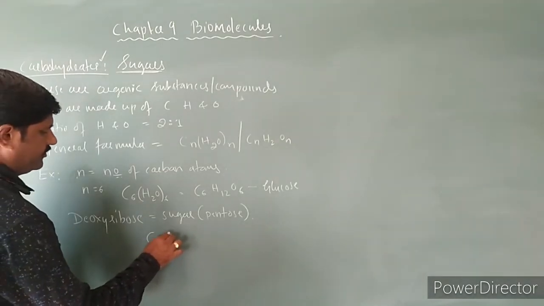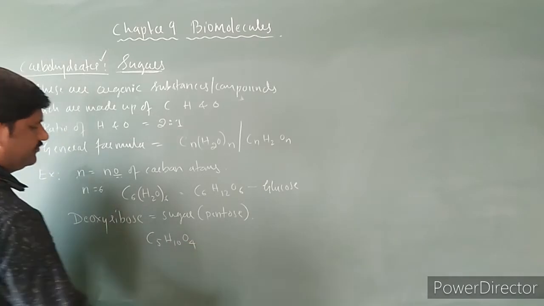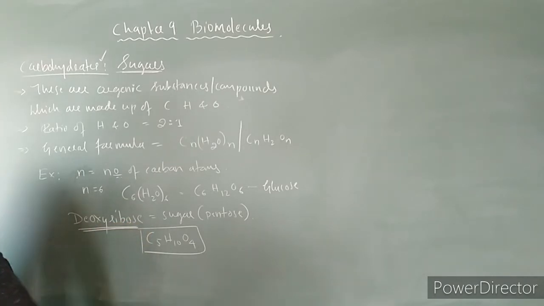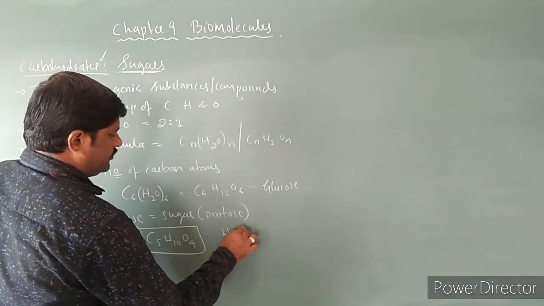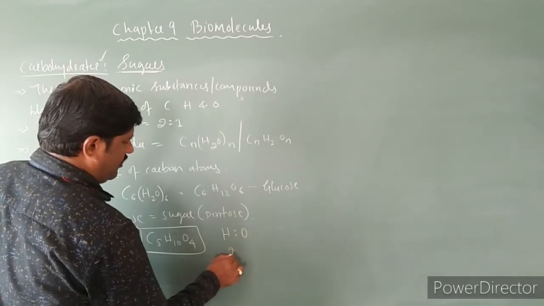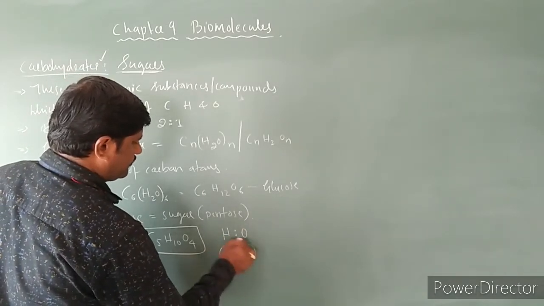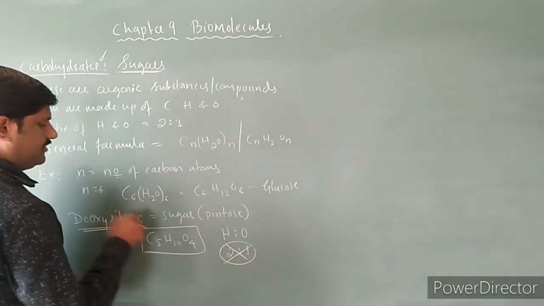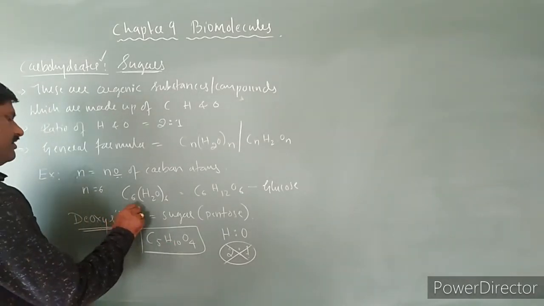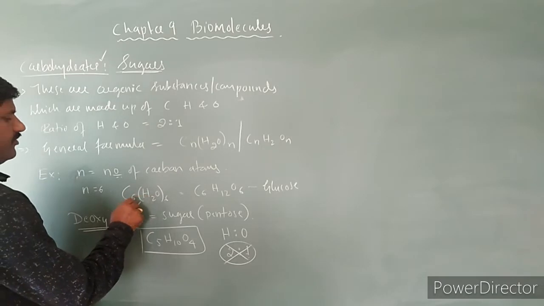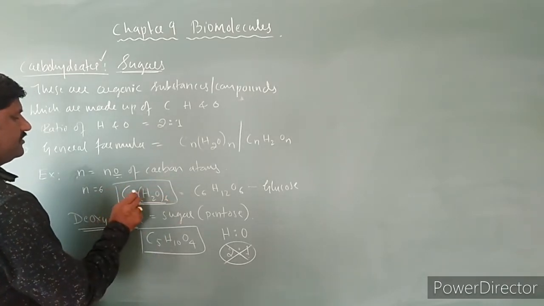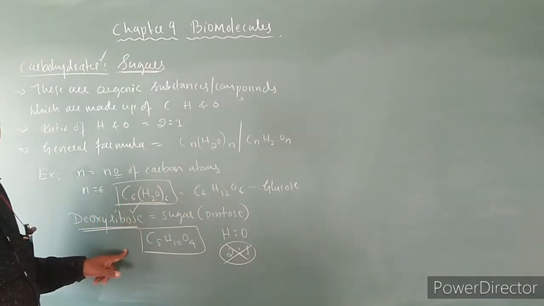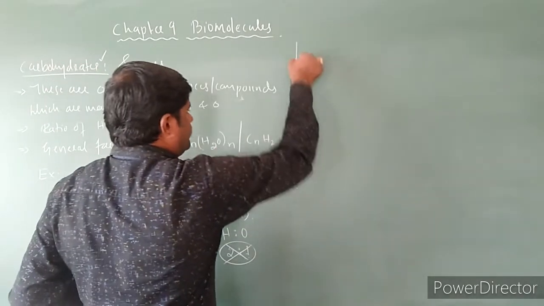So C5H10O4 is the molecular formula of deoxyribose. Here the 2:1 ratio is not seen. So that's why, even though it is a carbohydrate, this general formula is not suitable for deoxyribose. Such kinds of exceptional cases we come across over here.